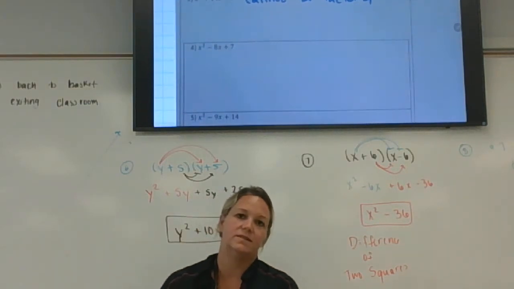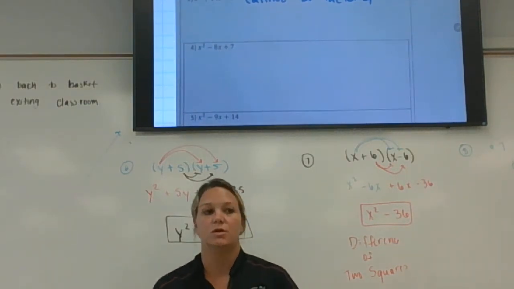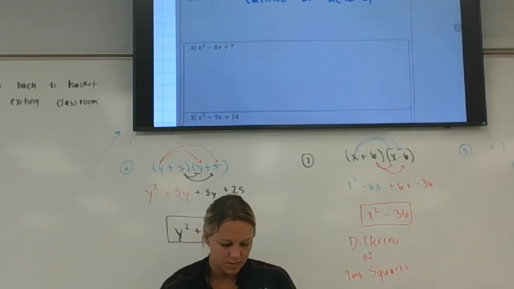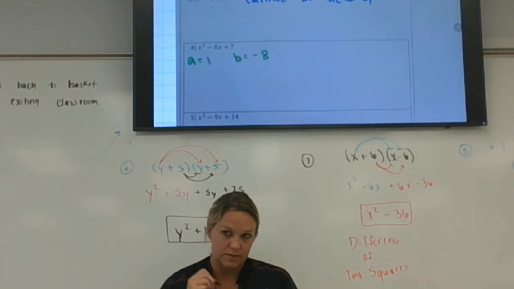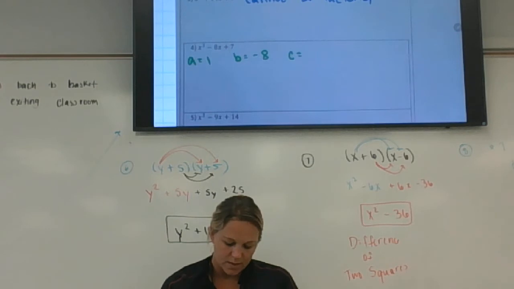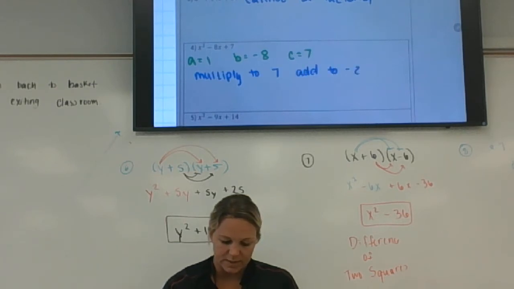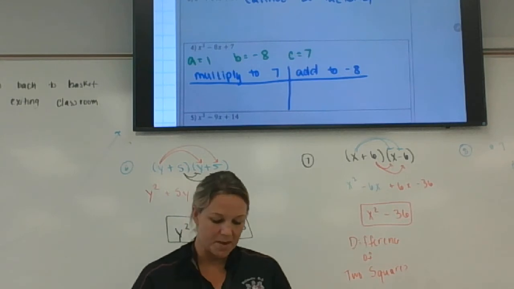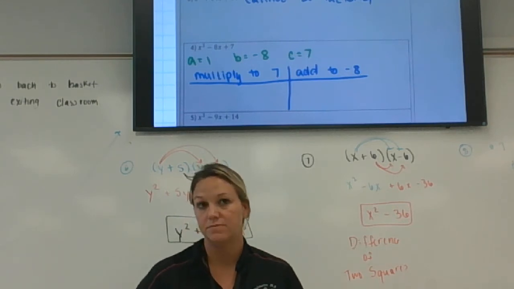Here we go. Here's a minus sign. As soon as you start seeing minus signs, it gets more complicated. Okay, so A is 1. B is -8, specifically -8. C is 7. So this time, I want to multiply to a positive 7 and add to a -8. Good thing 7's prime, because there's not a whole lot that we have to think about. Anybody know the answer? Call it out.